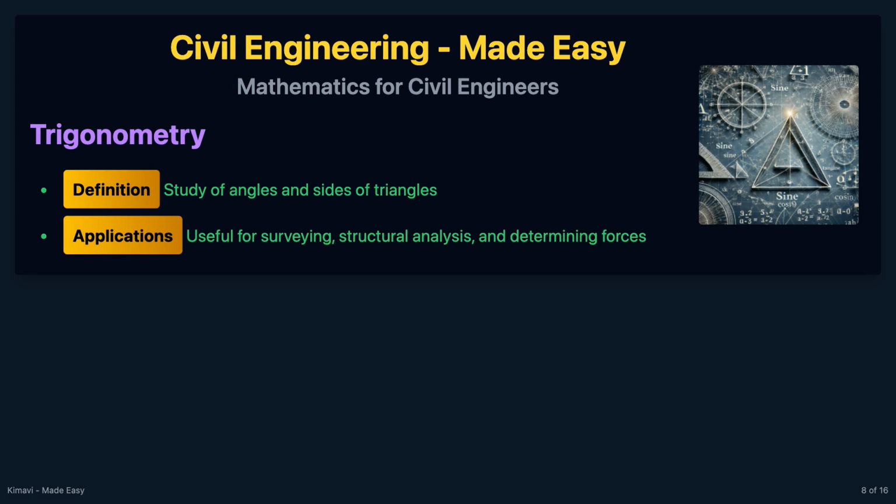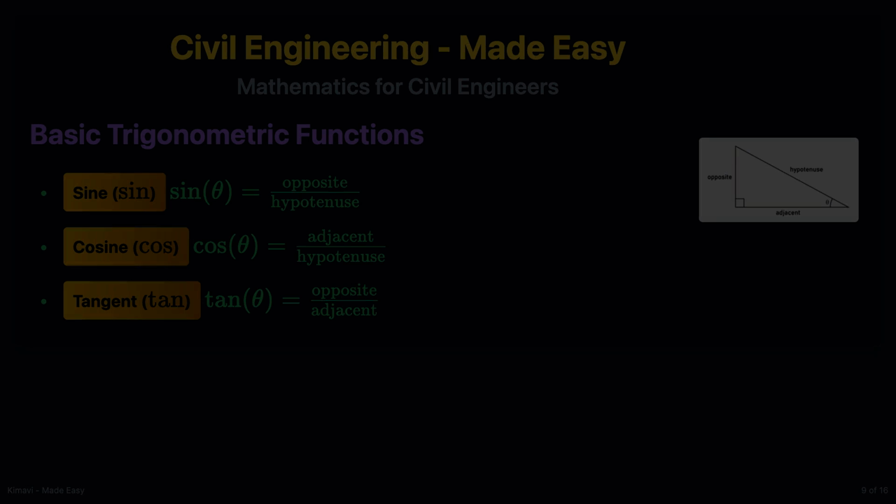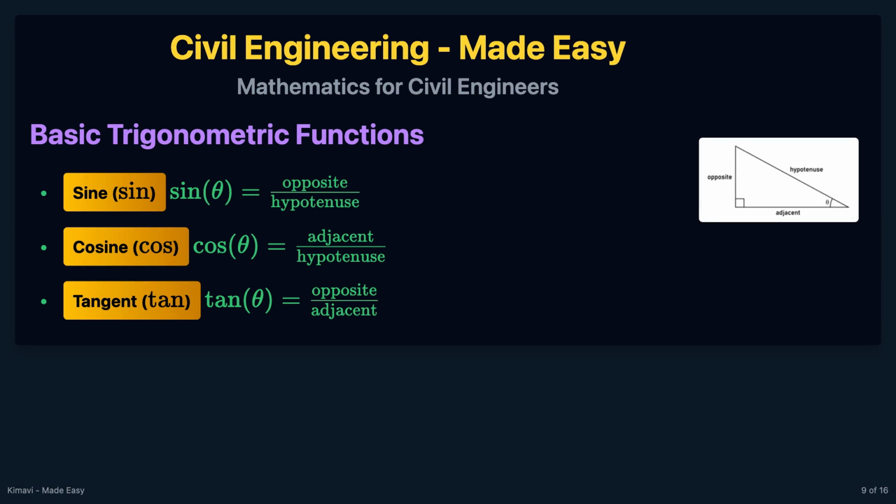Trigonometry is the study of relationships between the angles and sides of triangles. It is especially useful in civil engineering for tasks such as surveying, structural analysis, and determining forces in structures. The primary trigonometric functions are sine, cosine, and tangent. These functions relate the angles of a right triangle to the lengths of its sides.